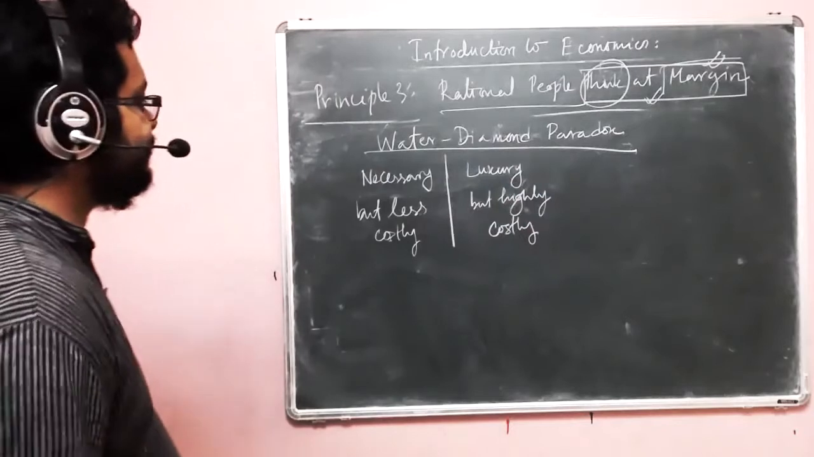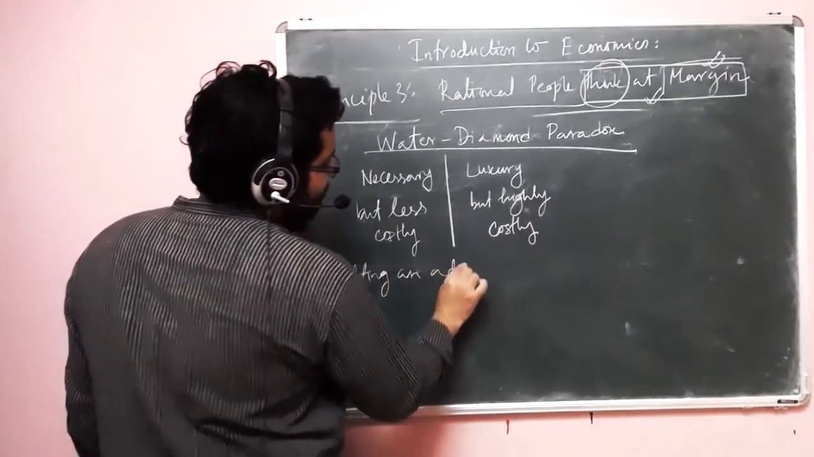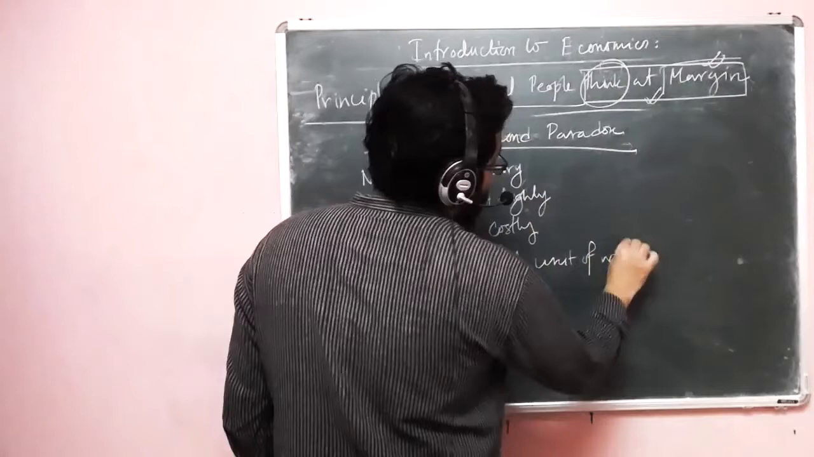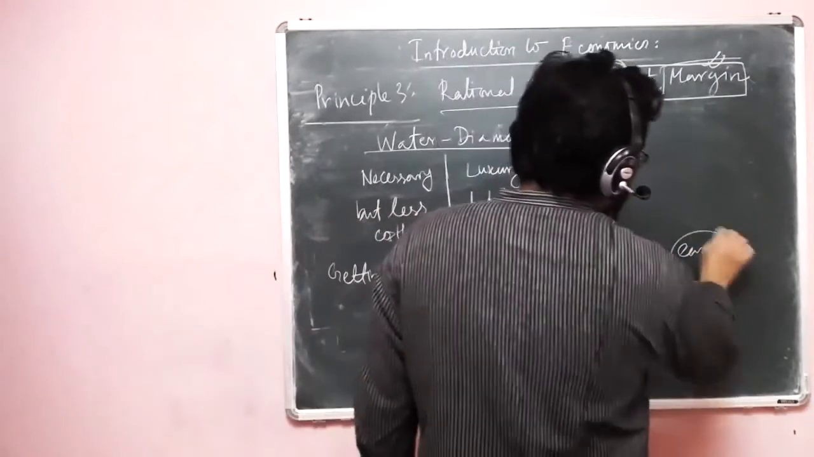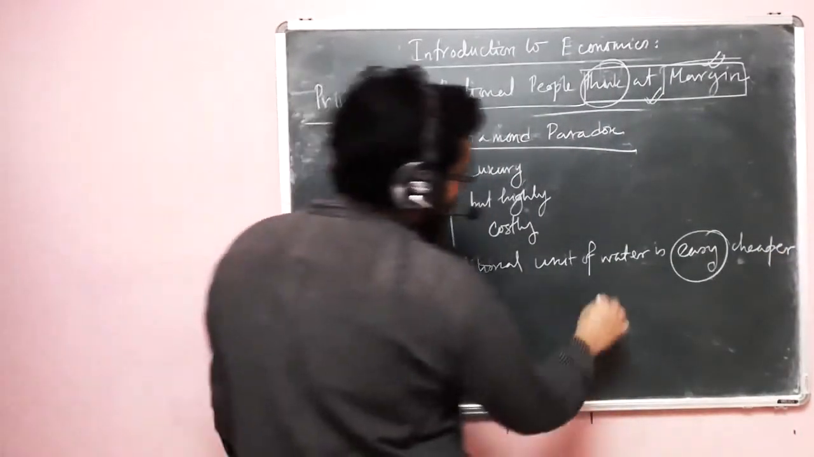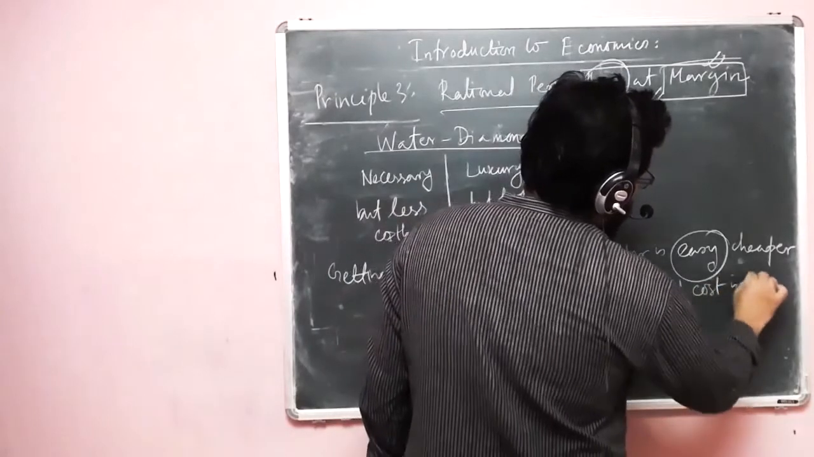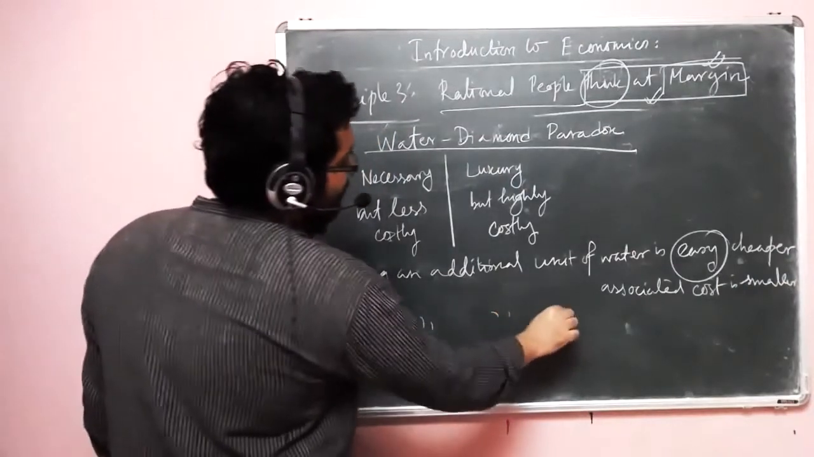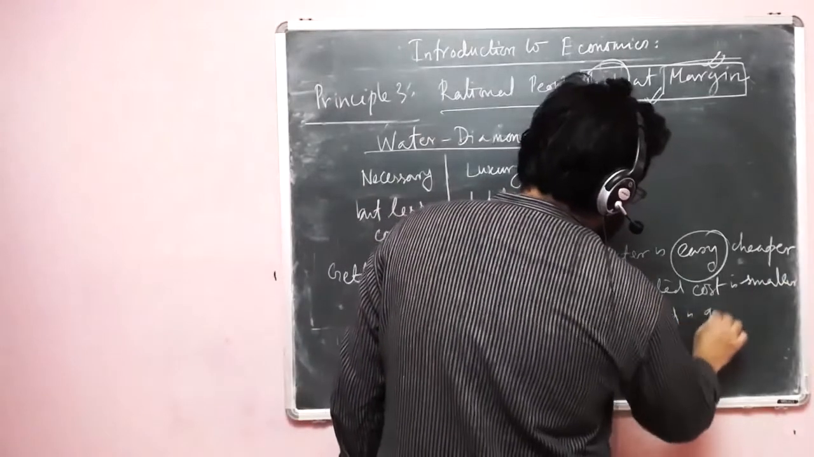So why is that? It's because getting an additional unit of water is easy. And by easy, we mean cheaper. So the associated cost is smaller. Now what about diamond? Getting an additional unit of diamond is quite difficult.